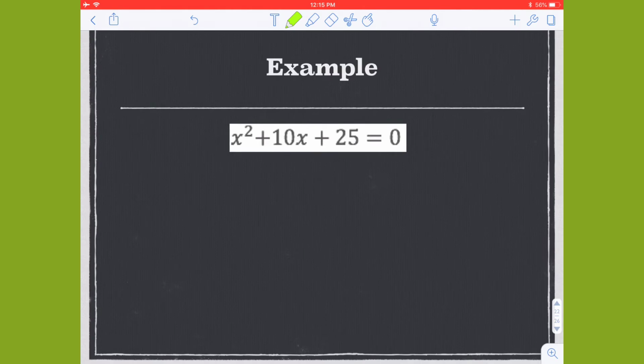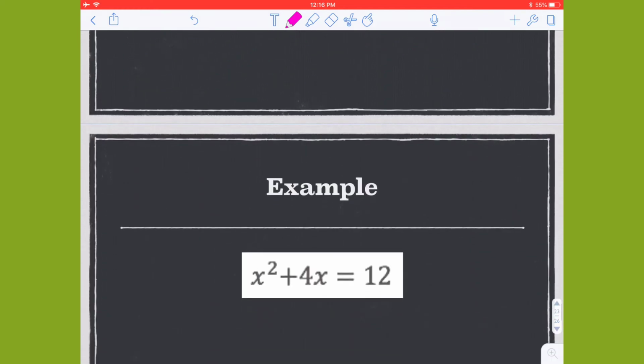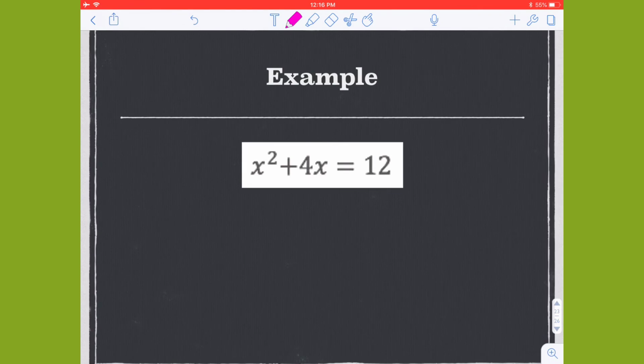Another example. If you want to go ahead and again pause this video. So when I do first times last, that gets me 25. When I think about two numbers that multiply to 25 and that add to 10, I think of positive 5 and positive 5, because in fact those do multiply to 25 and they do add to 10. Therefore, my final binomials are x plus 5 and x plus 5. And if I did want to rewrite this, I could rewrite it as x plus 5, and all of that is squared.